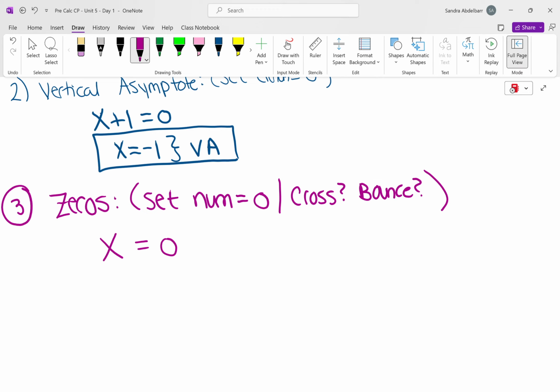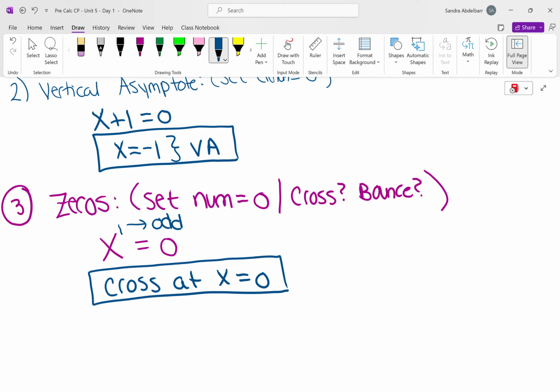How do we know if it's a bounce or a cross? Erin? Cross is an odd exponent, bounce is an even exponent. You got it. Do we all agree this has an exponent of 1, which is odd? So is this a bounce or a cross? Cross. So we are going to cross at x equals 0.